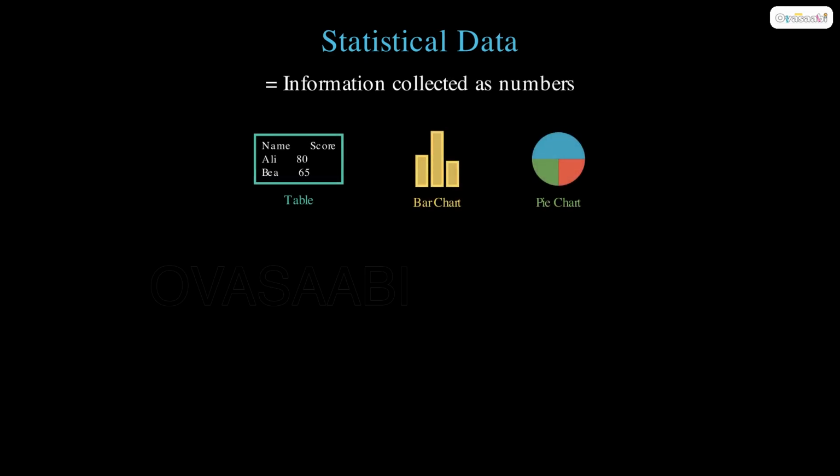Statistical data is information shown as numbers. We display it using tables, bar charts, pie charts, and line graphs. Each one tells a story about the numbers.